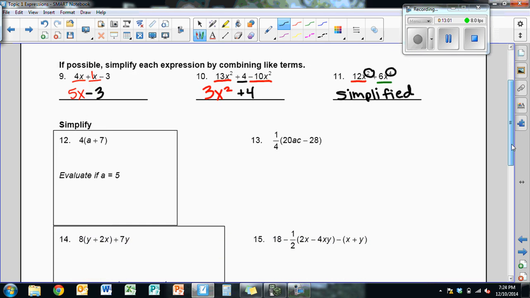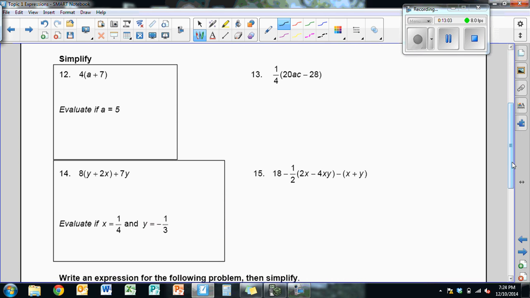Okay, let's try this below. Number 12 says to simplify. Well, in order to simplify this, I have to deal with my parentheses first, which means I need to distribute. Every time you distribute, you use multiplication. So I have 4 times a plus 4 times 7. 4 times a is 4a, 4 times 7 is 28.